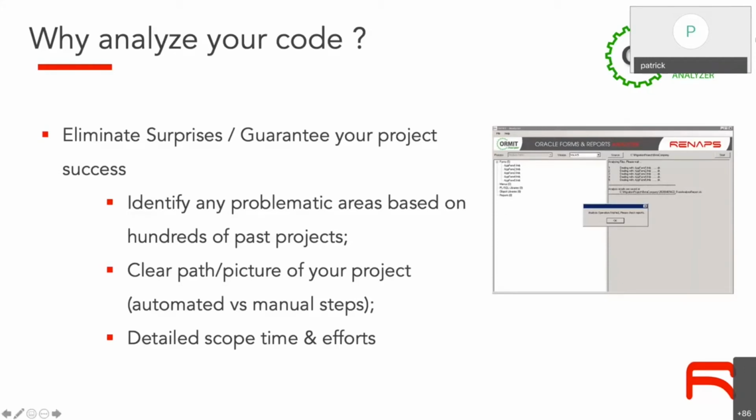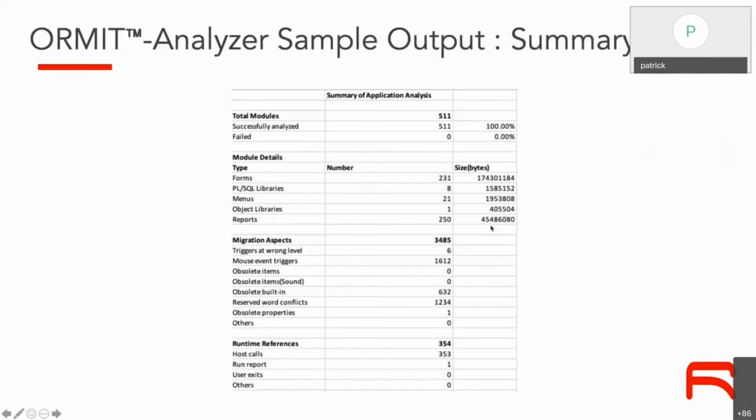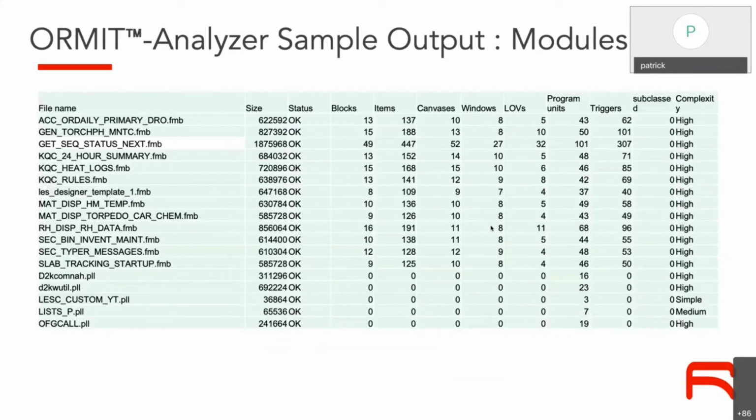From here, I wanted to share just a few screenshots of sample output. As an example, here is a quick high-level summary of the areas that we analyze and identify, such as reserved word conflicts or obsolete properties. We then also have a different view. The ORMIT analyzer also gives you the number of items, blocks, canvases, and windows, to give you a high-level idea of your application.